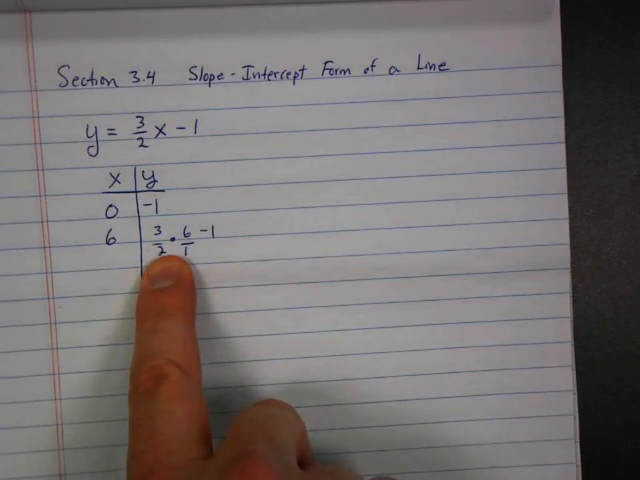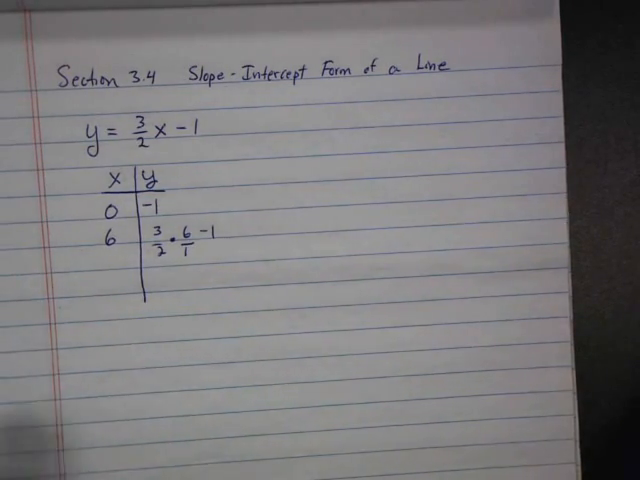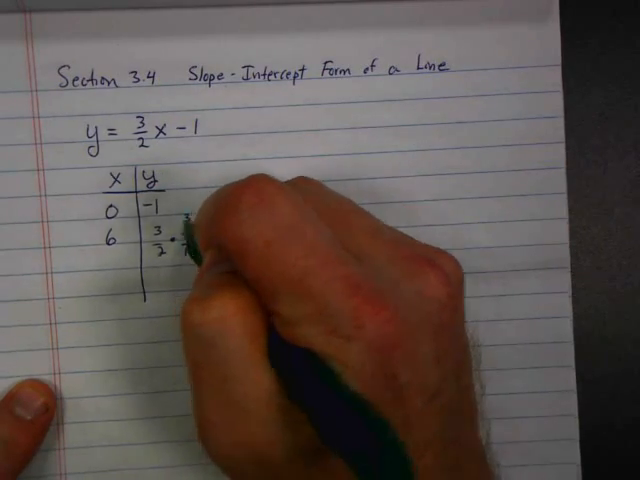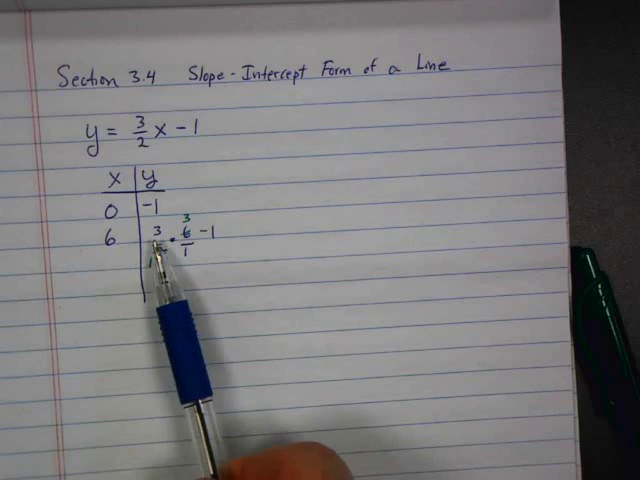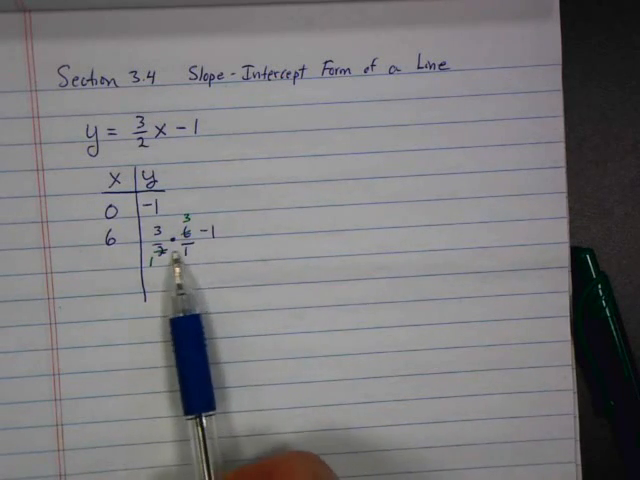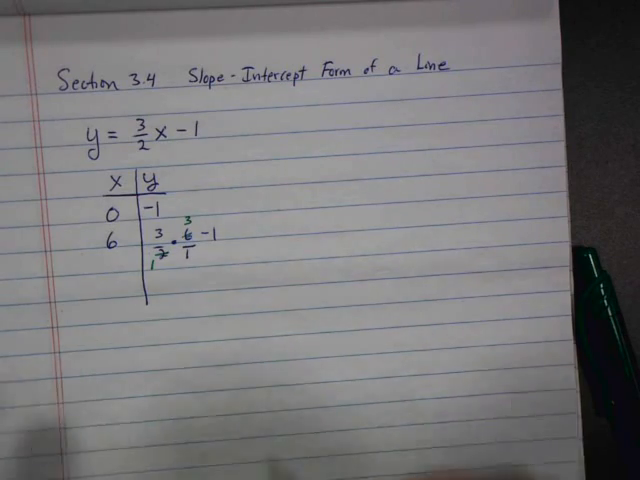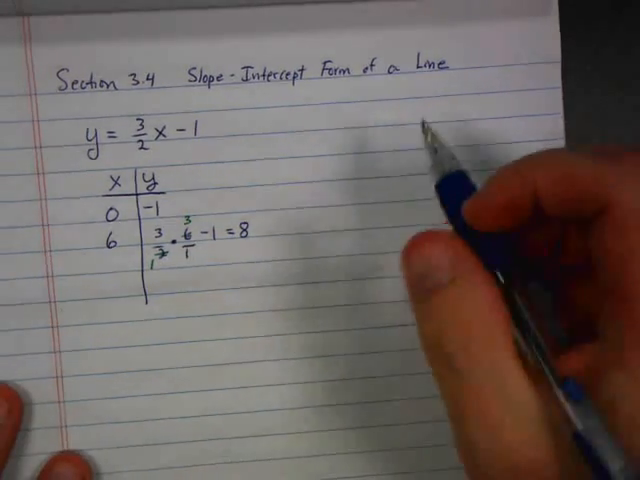If I had used 5, would 5 cancel with the 2? No, it'd be nasty, wouldn't it? All right, so we cross cancel. That becomes a 3, and that becomes a 1. And that works out great. What's 3 times 3? 9, and then we're just dividing by 1, so that doesn't change anything. What's 9 minus 1? 8. Okay, so basically right now we have 2 points.